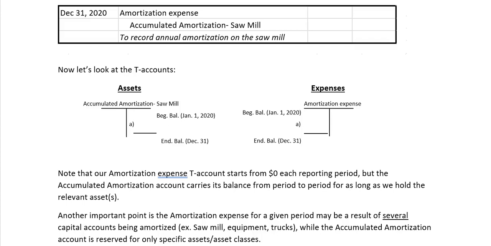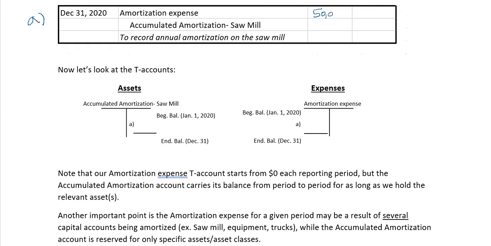We're going to go ahead and finish the journal entry for Jason Sawmill in his 4th year. Before we do that though, I'm just going to label this a letter A so it corresponds to the letters in our general ledger. And now I'm ready to record annual amortization on the sawmill.